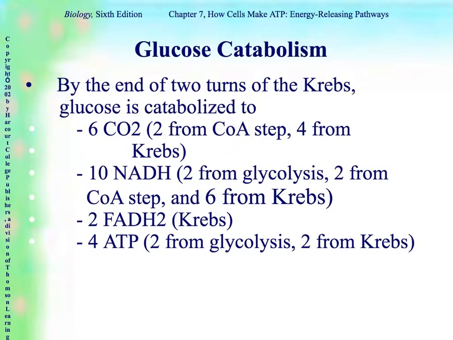by the end of 2 turns of the Krebs cycle, glucose was catabolized to 6 carbon dioxides, 2 from the coenzyme A step and 4 from Krebs, 10 NADHs, 2 from glycolysis, 2 from the coenzyme A step, and 6 from Krebs, and we made 2 FADH2s from Krebs, and we made 4 ATPs, 2 from glycolysis and 2 from Krebs.